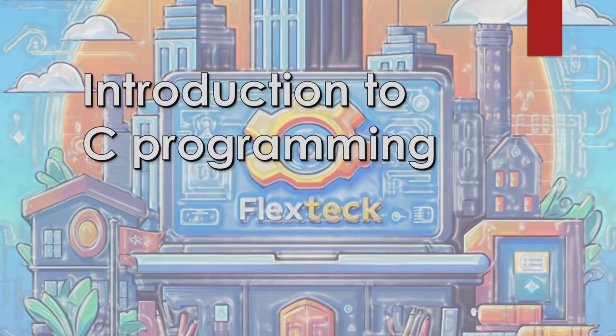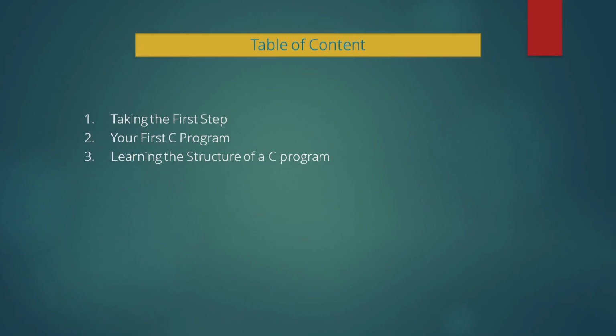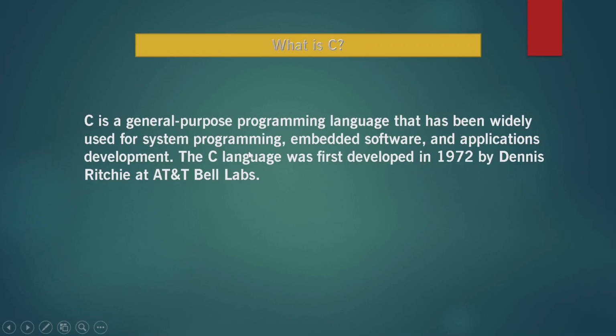This is Introduction to C Programming. We'll be looking at taking the first step, your first C program, learning the structure of a C program. What is C? C is a general purpose programming language that has been widely used for system programming, embedded software, and application development. The C language was first developed in 1972 by Dennis Ritchie at Bell Labs.